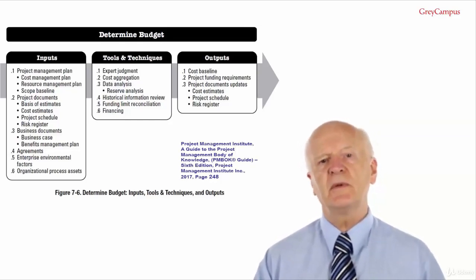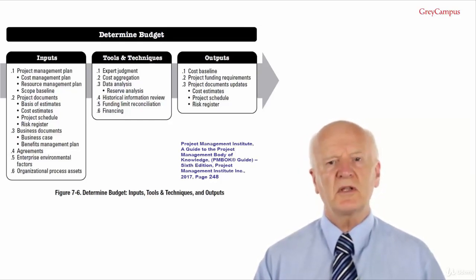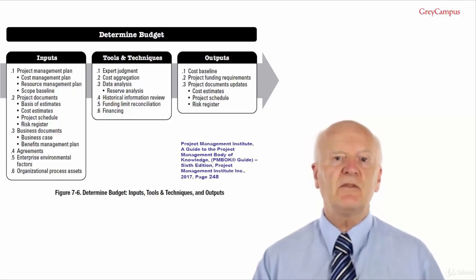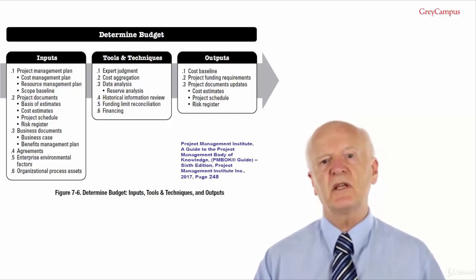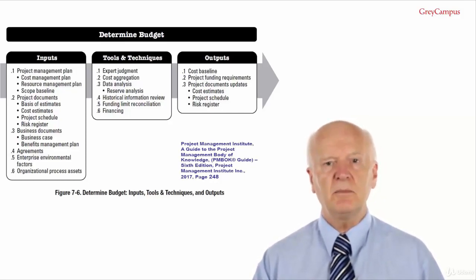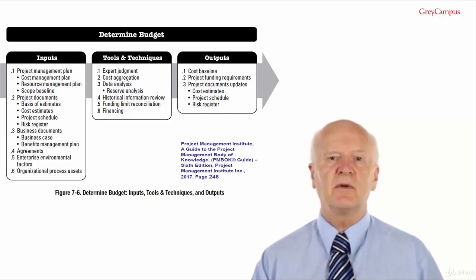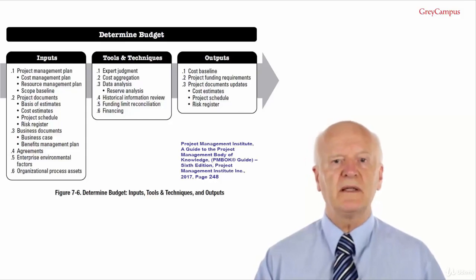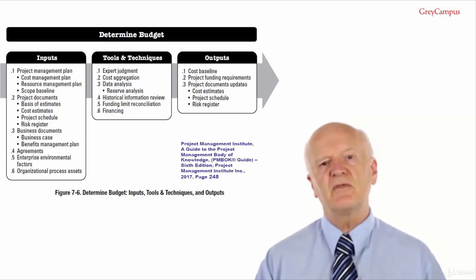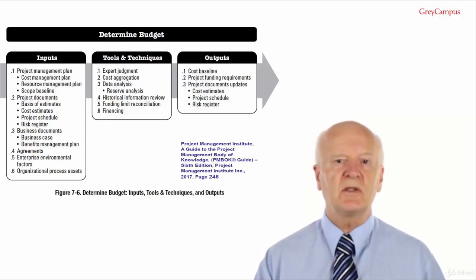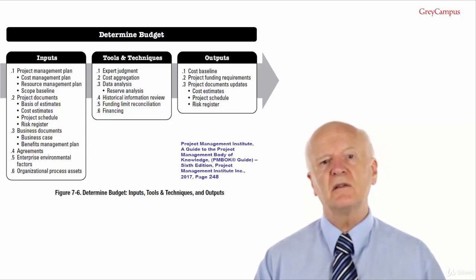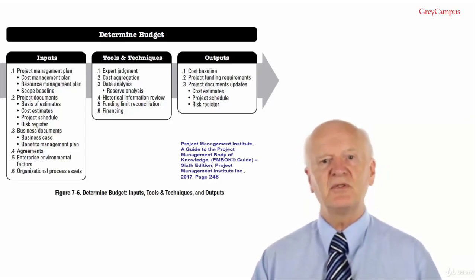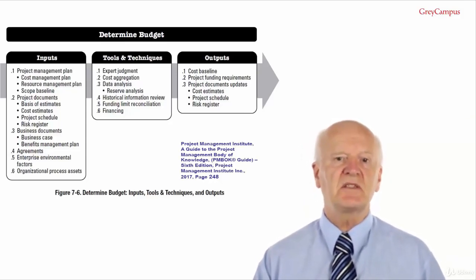Input number 4, agreements. These are contracts and other formal arrangements for products, services or results that have been built or will be purchased for the project and need to be included in the budget calculations. Number 5, enterprise environmental factors. In fact, there's only one here. The enterprise environmental factor which can influence the estimate cost process on large-scale, long-term, multi-country projects is the exchange rates.